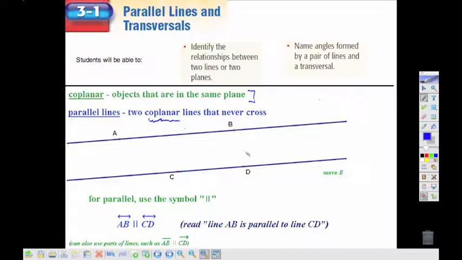So here we have two parallel lines. They're going to keep going and they're not going to cross. This is the symbol we use for parallel. We write this as line AB is parallel to line CD. We can also use it for segments, like segment AB is parallel to segment DC. Or I could even make a ray parallel to a segment, or a line parallel to a segment or a ray. So all of those things can be parallel.